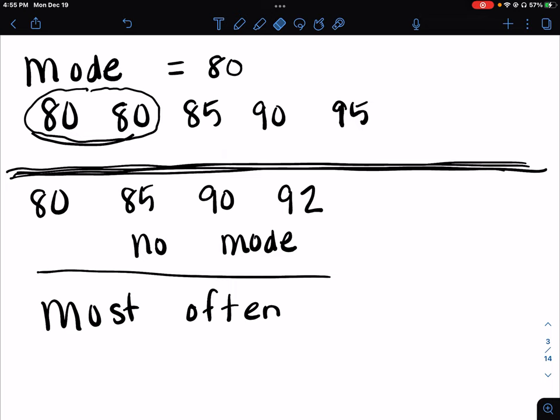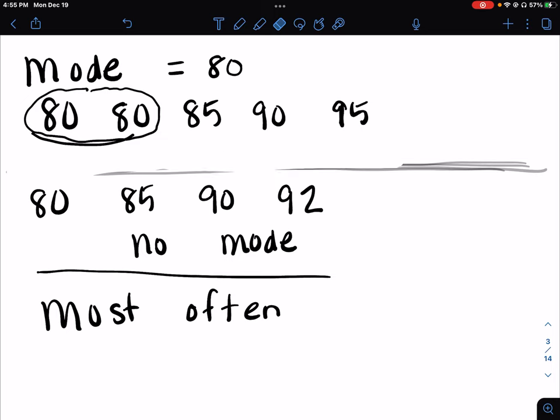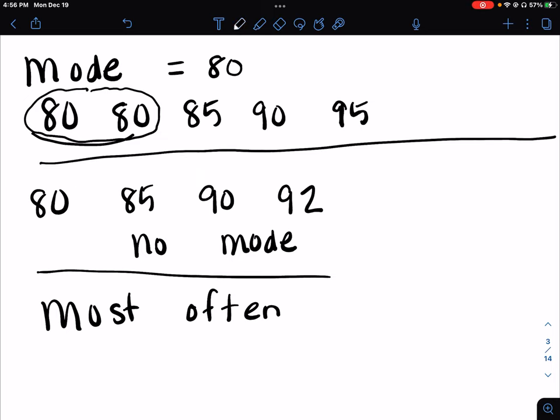Okay, there at the top, if we have those 5 numbers, 80, 80, 85, 90, 95, the mode would be 80 because that is the most often. Okay, that second example underneath that line, I didn't mean to erase that. That second example there are no repeats, so everything there is the same number of times, so there would be no mode. Okay, what's most often is called the mode.